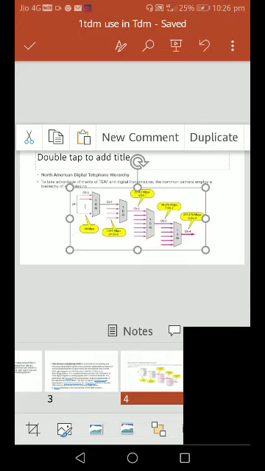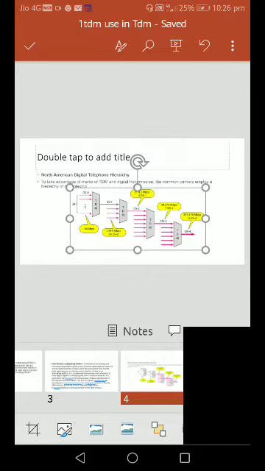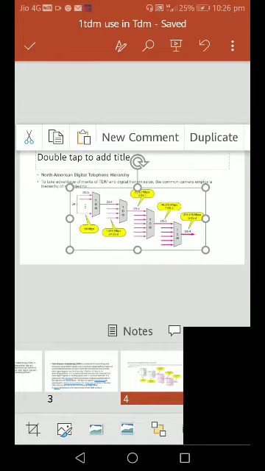DS0 means a digital signal 0. It is the transmission of a 24 voice signal, 24 into 24 voice signals. Here we have to sample each signal. The sample of the signal is 8 bits.